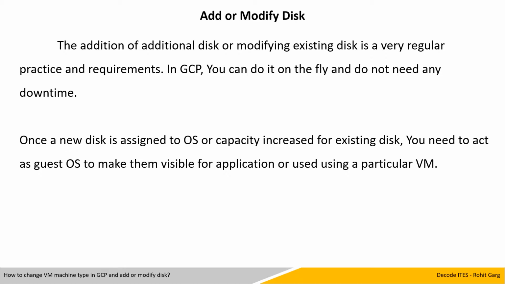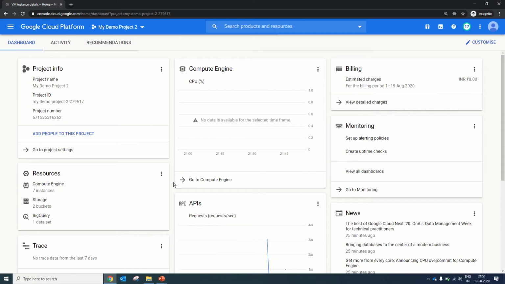Add or modify disk in GCP. The addition of an additional disk or modifying an existing disk is a very regular practice and requirement. In GCP, you can do it on the fly and do not need any downtime. Once a new disk is assigned to the OS or capacity is increased for an existing disk, you need to act as guest OS to make them visible for applications and users using a particular VM. Let's review the steps of adding a new disk in any VM instance or increasing the capacity of any existing disk.